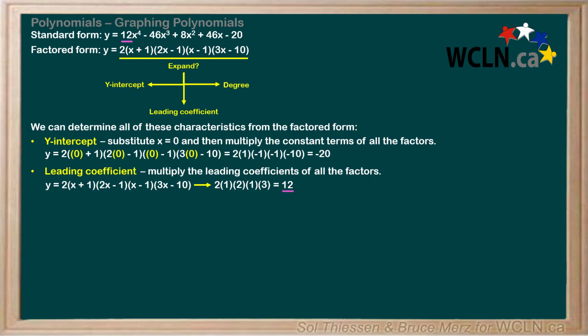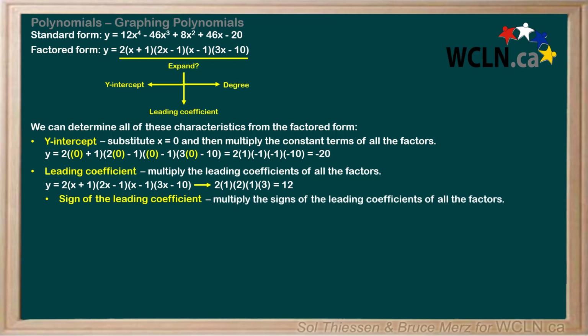This is great, but most of the time, we're only concerned with the sign of the leading coefficient, which you may have picked up on from the lesson on end behavior. You can determine the sign of the leading coefficient if you multiply the signs of the leading coefficients of all the factors. In this example, all the factors have positive leading coefficients, giving us 5 positives being multiplied, so the product of the signs is positive. Again, this matches with what we see in the expanded form above.